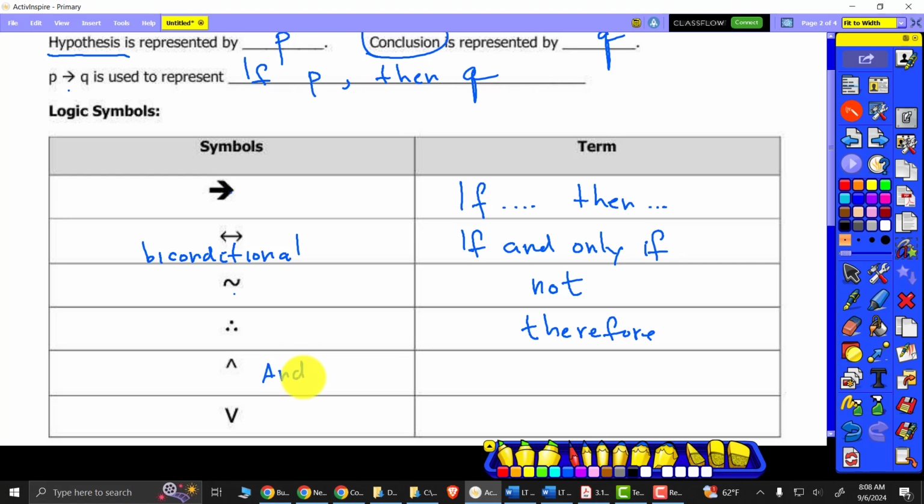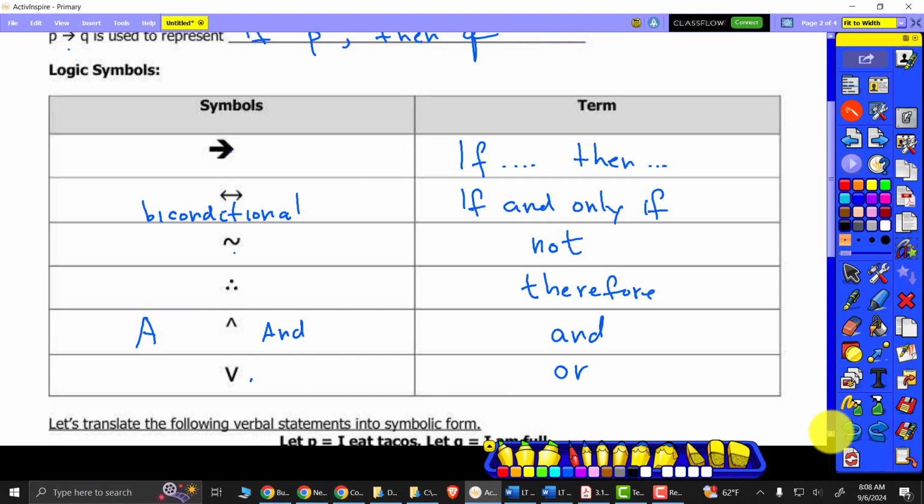It's easy to remember because of the letter A. Okay, that's your end. And finally, the last one, this is your or. And the symbol for or is this, like your letter V.